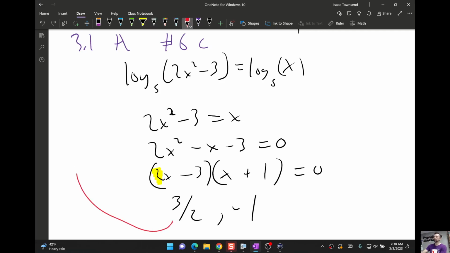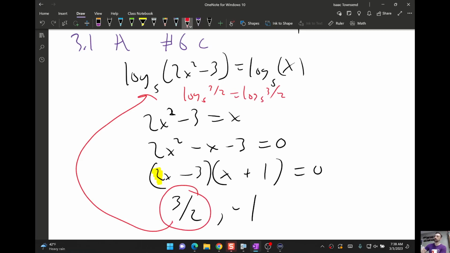So you actually have to plug it into the original problem, and if you plug 3 over 2 in, you get log base 5 of 3 over 2, which if you simplify equals log base 5 of 3 over 2, and that's great. Left side equals right side, and there's nothing wrong with that one.